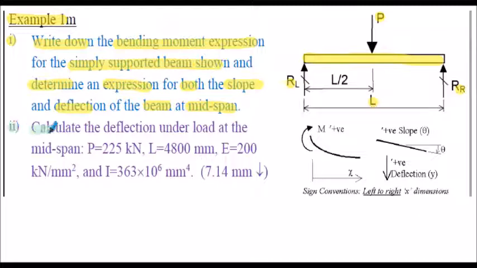Part 2, we're asked to calculate the deflection under the load at the midspan, given that the point load P is 225 kilonewtons, the length of the beam is 4,800 millimeters, the Young's modulus is 200 kilonewtons per millimeter squared, and the second moment of area I is 363 times 10 to the 6 millimeters to the 4. So what we're going to do on the next slide is use Macaulay's method to develop the appropriate expressions, and we're going to solve for the maximum deflection in the center of the beam. This is a standard beam case you would find in any textbook or reference book, but we're actually going to go through the process of deriving the equation.